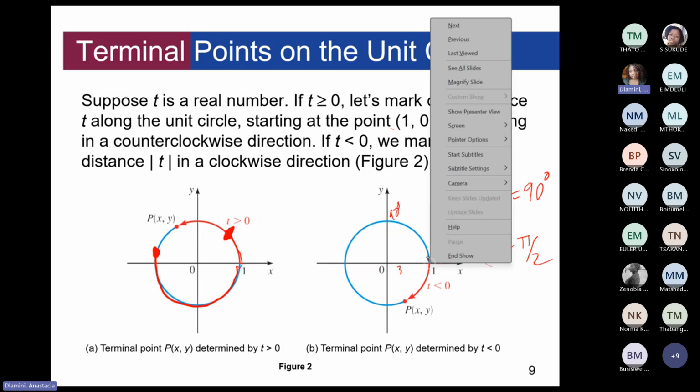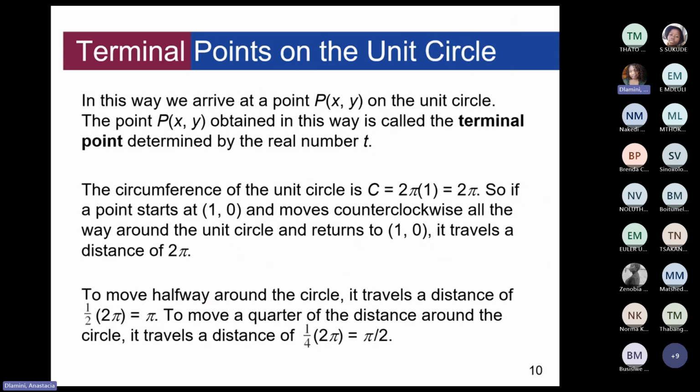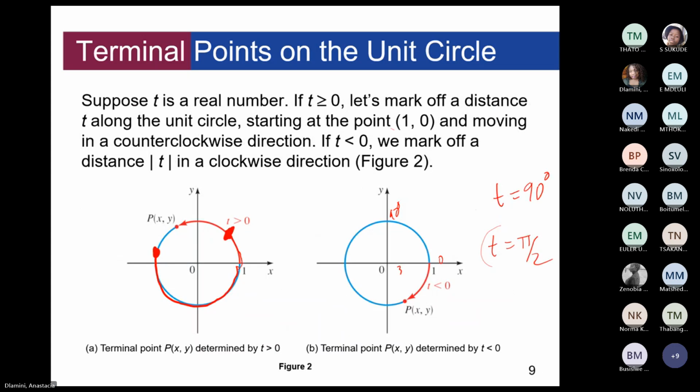So if you are moving here, if you are moving 90 degrees, it means you land here. And we know this point is what? We know this point is 0 and 1. So that's what they're asking. The P(x, y) determined by t is the point that you obtain after moving a distance of t.